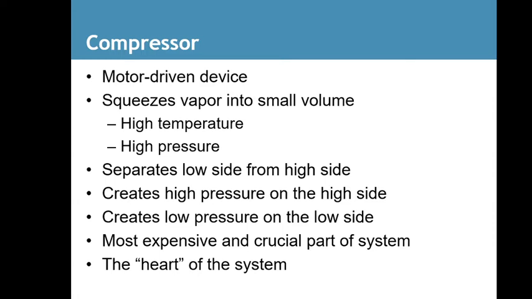It separates the low side from the high side, creating high pressure on the high side and low pressure on the low side. You're probably saying, how can it create high pressure and create low pressure? Because the low pressure is only low because the compressor is sucking on the suction line and pulling that refrigerant out of it. If it stopped doing it, the low side would become high. So it facilitates the movement of refrigerant from the low side to the high side.